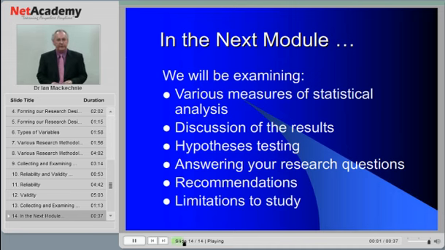This now takes us to the end of this module, and in our next module we'll be looking at various measures of statistical analysis. We'll be looking at the discussion of the results of our analysis of our data. We'll be looking at hypothesis testing. We'll be looking at answering our research questions, and we'll be looking at the area of making recommendations and also acknowledging limitations to our study.